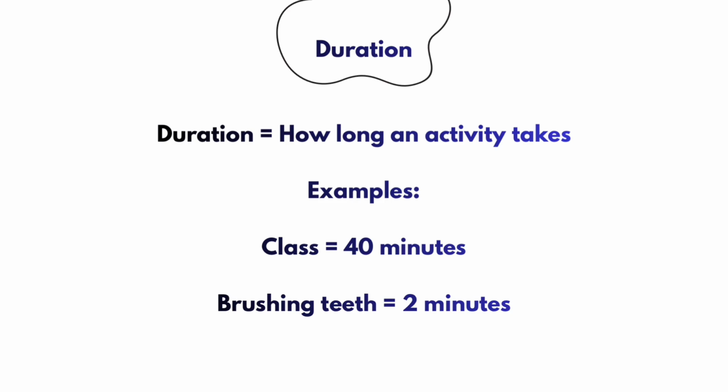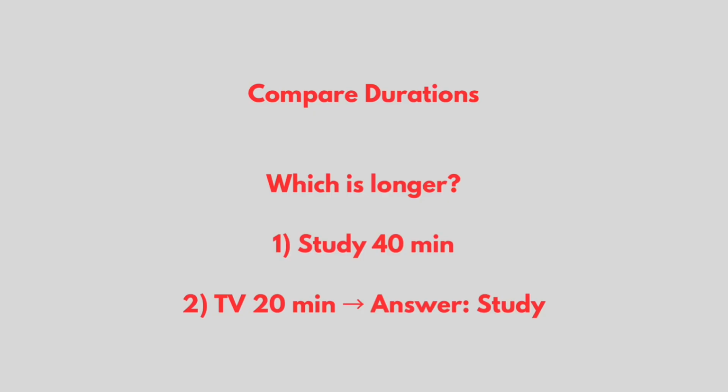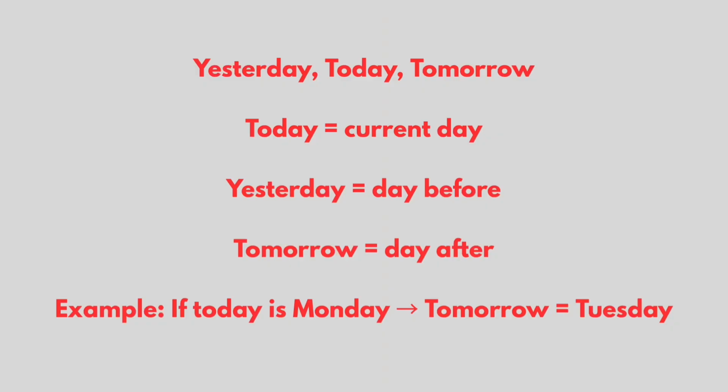How do we compare the duration? Which one is longer? We study for 40 minutes, TV 20 minutes. So which one is taking a longer time? Study is 40 minutes and TV is only 20 minutes, okay? Days of the week. How many days in 1 week? 7 days. Monday, Tuesday, Wednesday, Thursday, Friday, Saturday, Sunday. Today is the current day. Yesterday is the day before. Tomorrow is the day after. For example, if today is Monday, then tomorrow is Tuesday.